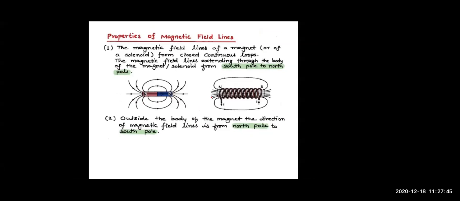Now let's talk about the properties of magnetic field lines. The first property of magnetic field lines is that they always form a closed loop. It is a closed continuous curve. We have done this in 10th, right? And outside the magnet, the magnetic field lines will extend from north to south.